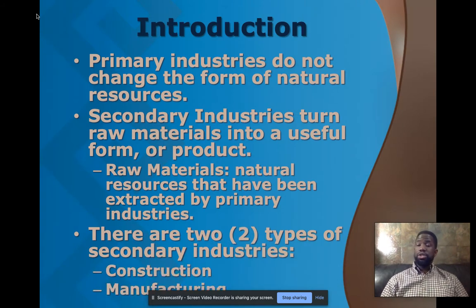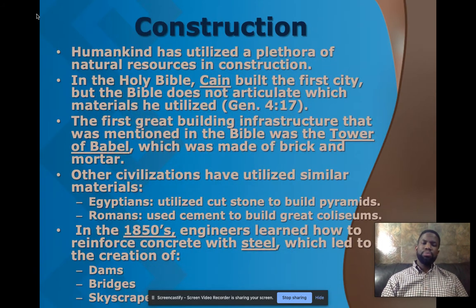Secondary industries that are connected to construction as well as manufacturing. Now, we're going to see how both of these types work together in tandem in order to provide quality services to the general public. All right. So, let's unpack construction real quick. Now, one of the things that we have to recall is that humankind has utilized a plethora of natural resources when we're talking about construction.